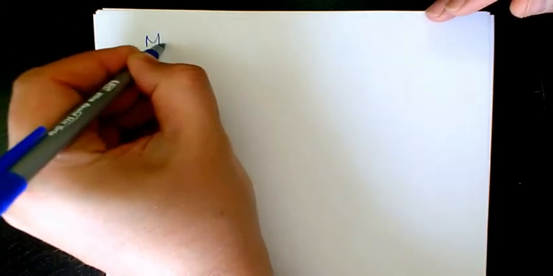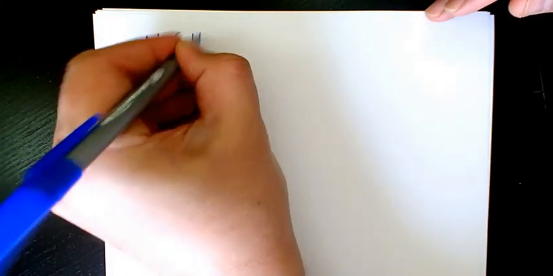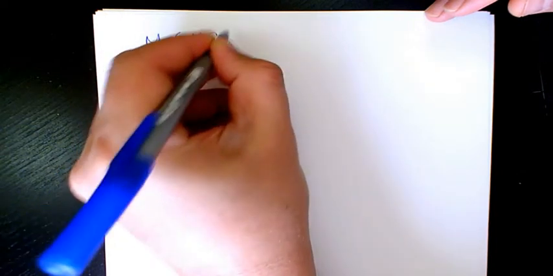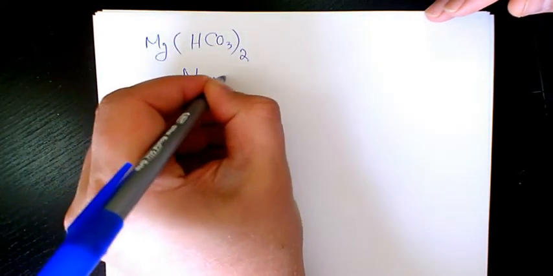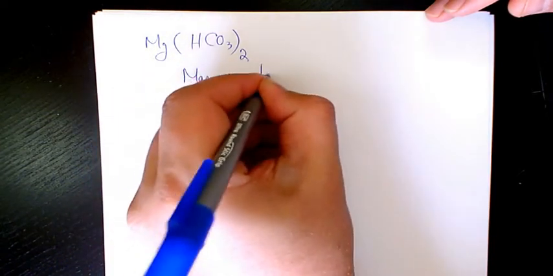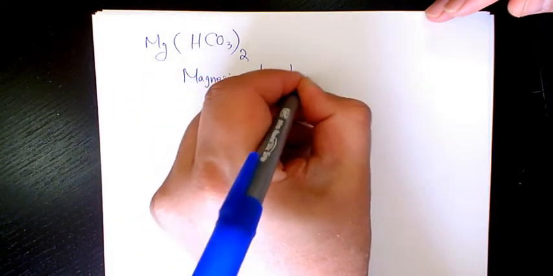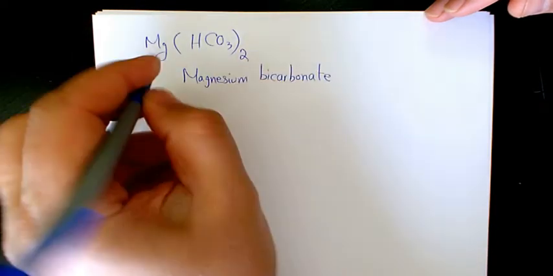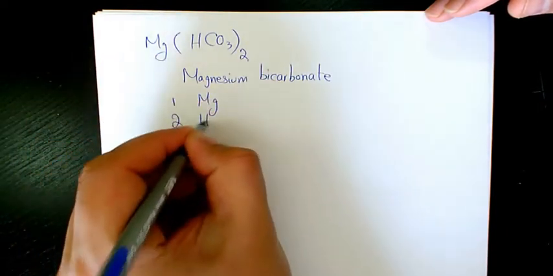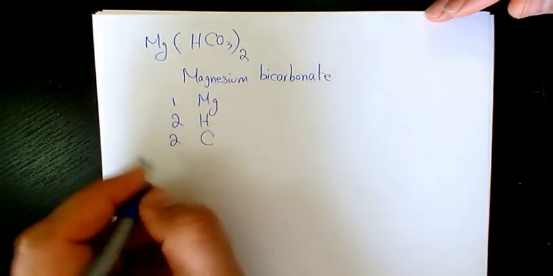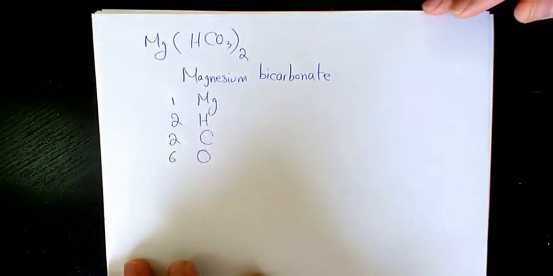Next compound, can say Mg(HCO3)2, which is called Magnesium Bicarbonate. We have 1 atom of magnesium, 2 atoms of hydrogen, 2 atoms of carbon, and 6 atoms of oxygen.